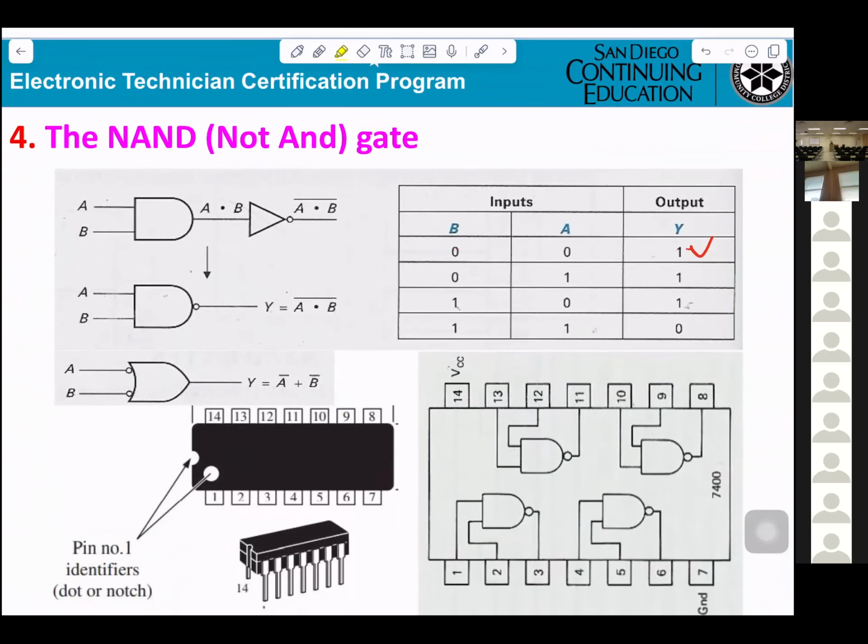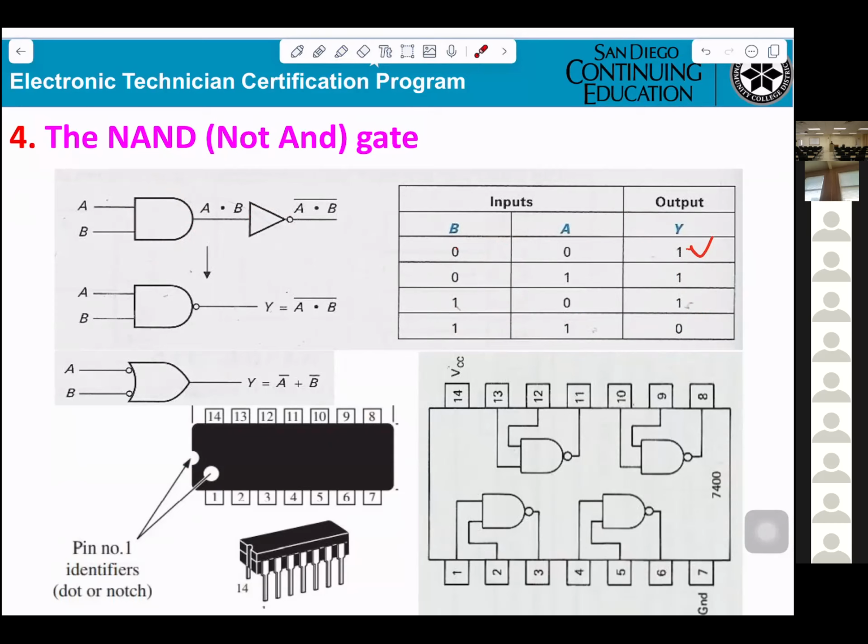Okay, next one. NAND. Yes. NAND means NOT AND. And it's the same thing. Truth table. Okay? You're looking at the truth table, you can tell what the output is. Okay. Now, try to understand right here. NAND means NOT AND. That means they get the AND and they add the inverter. It will be a NAND.